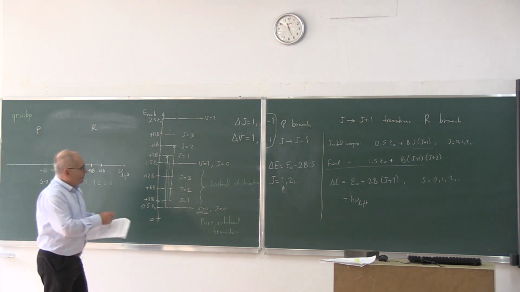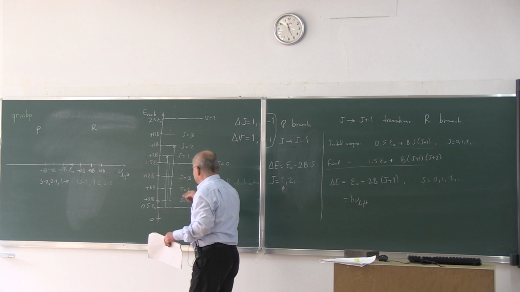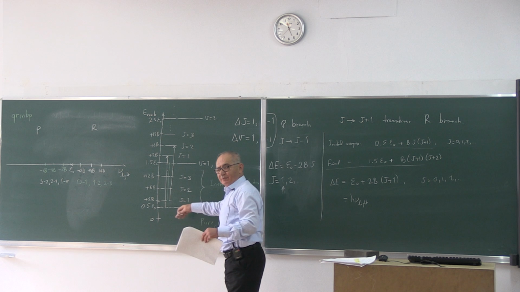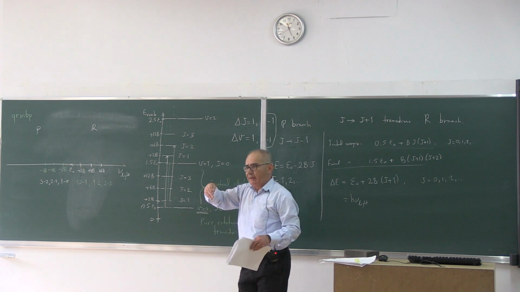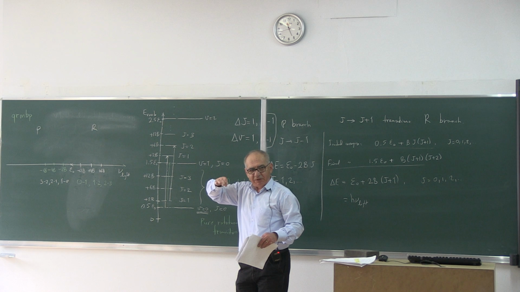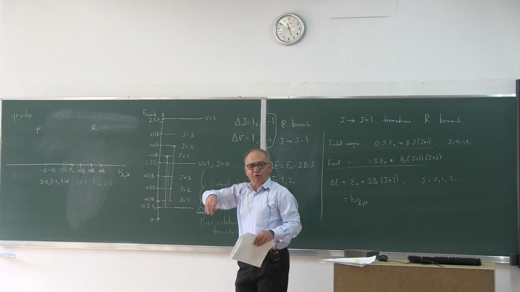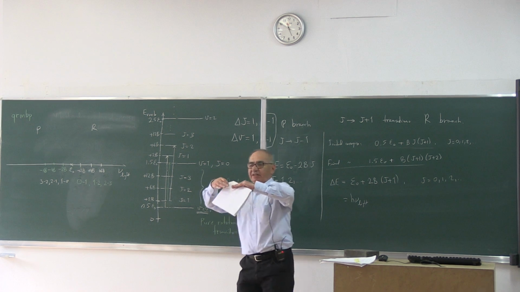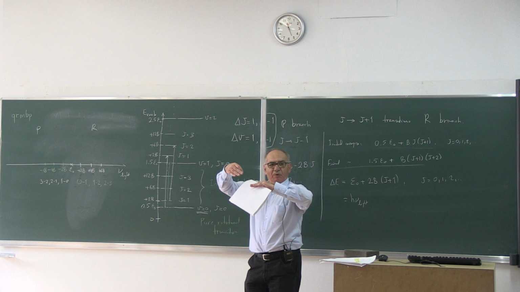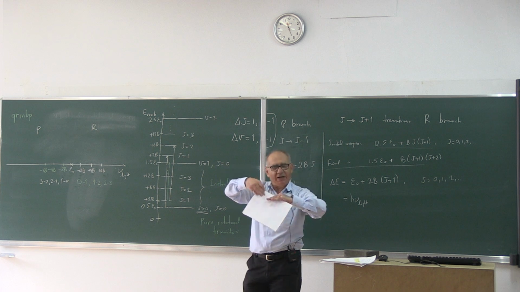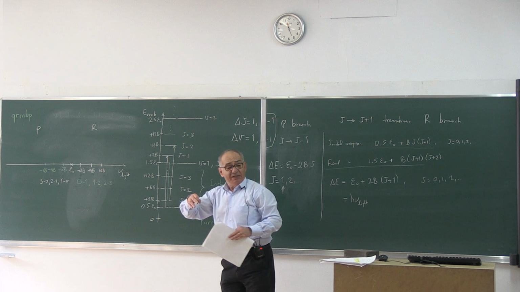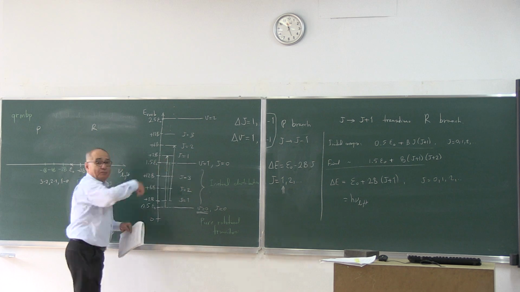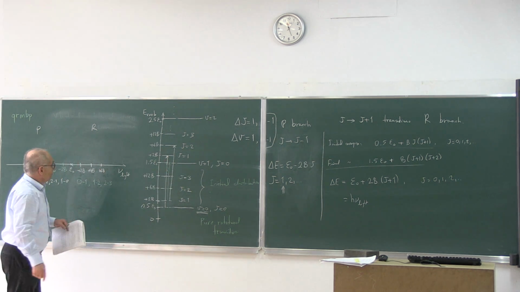So, initial populations are just the rotational distribution, because vibrationally all the molecules are in the lowest vibration level. There is no vibrational distribution. All the molecules, 100% of the molecules, are in the lowest vibration level. But there is a rotational distribution which belongs to the ground, lowest vibrational level. That distribution we had discussed in our pure rotational transitions.